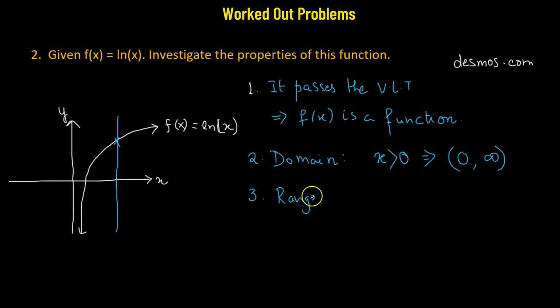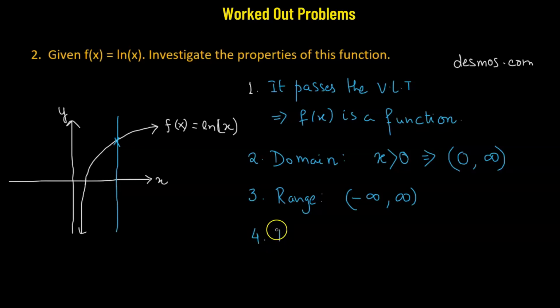The range is all the values of y. Here clearly we can see from the graph that it's quite evident that the logarithmic function can take any values both in the negative y-axis as well as the positive y-axis. So we'll say that its range is going to start from negative infinity and go all the way up to positive infinity, and this is going to be an open interval.